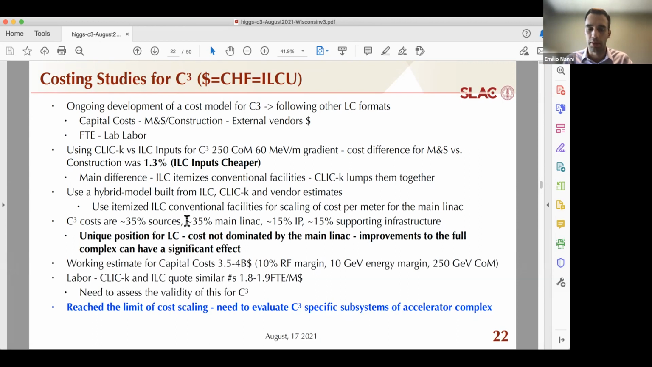Okay, so let me break down your question to make sure I get it right. So we did include tunneling costs. That's in the main LINAC, 35% or so. For that, we utilized the per meter cost of an outfitted tunnel from ILC.